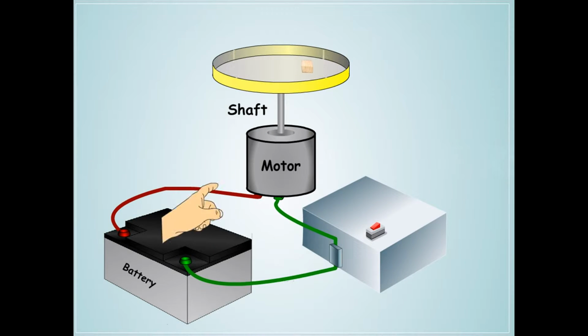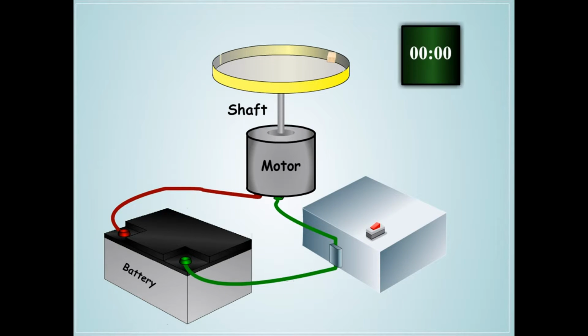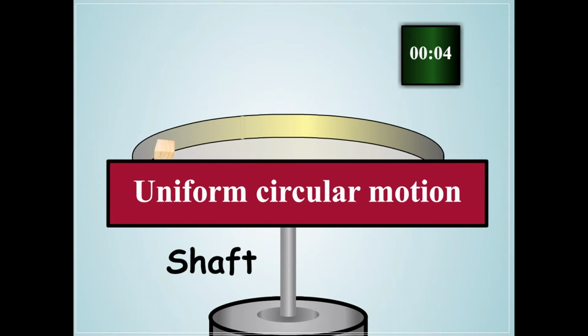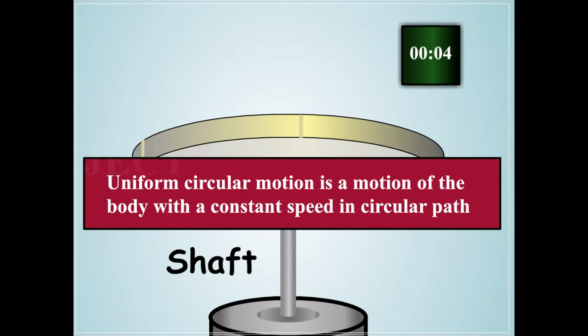Switch on the motor. Find the time required to complete 10 revolutions by the block and repeat the same 2 to 3 times. Begin counting the revolutions after a few seconds of start of motor. The wooden block moves in a circular path with a constant speed. So, this motion of the wooden block is called uniform circular motion. Uniform circular motion is a motion of the body with a constant speed in a circular path.